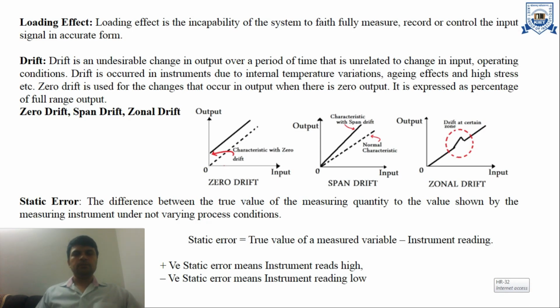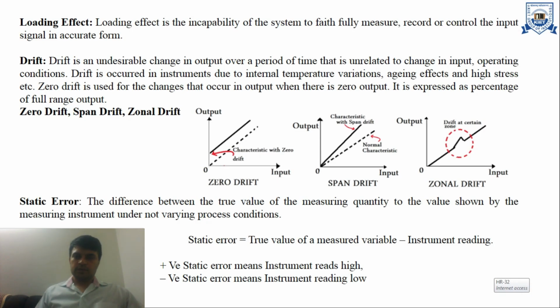Then we have drift. Drift is an undesirable change in output over a period of time that is unrelated to change in input operating conditions. Under operating conditions, drift occurs in instruments due to internal temperature variations, aging effect and high stress, etc. Zero drift is used for the changes that occur in output when there is zero input. It is expressed as a percentage of full range output.